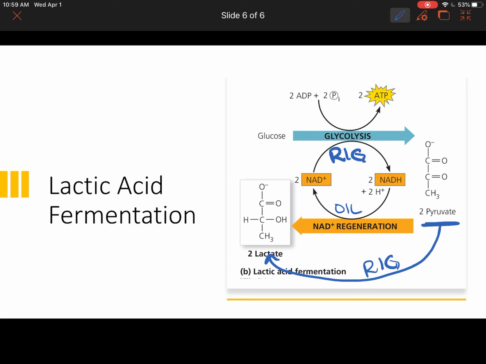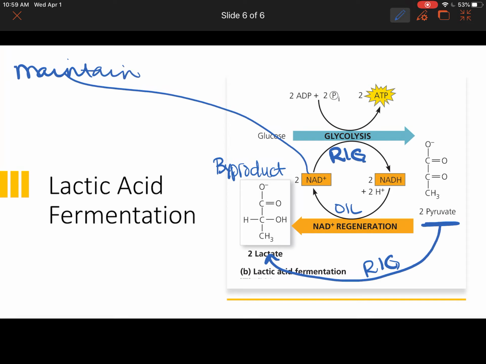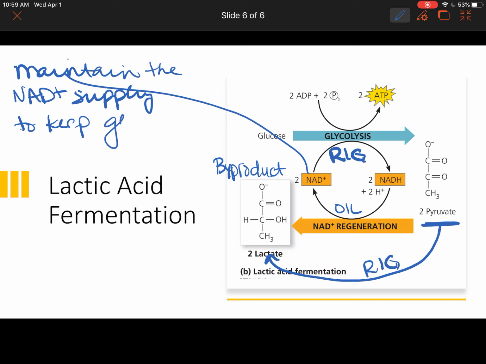Well, for humans, again, lactic acid is a byproduct. It doesn't actually do us any good. The only purpose in creating lactic acid, again, is to maintain the NAD plus supply to keep glycolysis open.